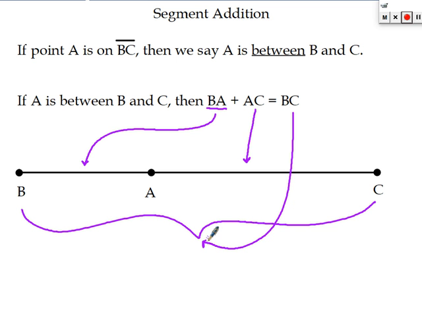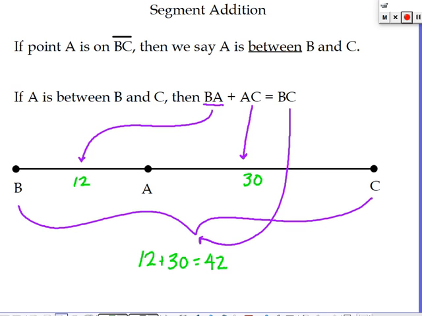So that means if I know that the distance from A to B, let's say, is 12, and the distance from A to C is 30, that means all I have to do is add them together. 12 plus 30 gives me 42. So from B to C would be 42. So all you have to do is add up the little pieces of a segment to get the length of the entire segment.